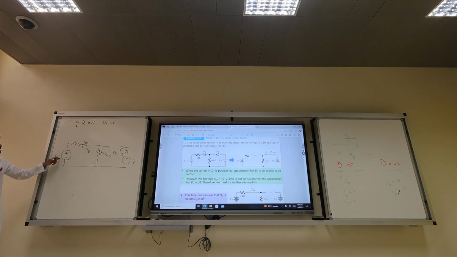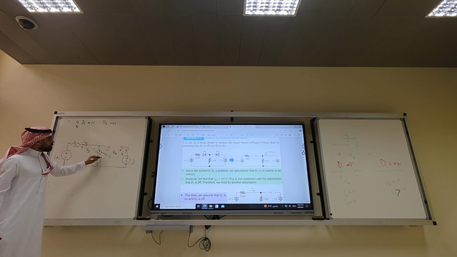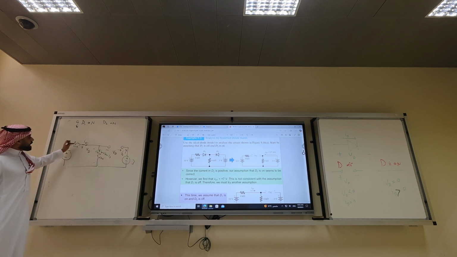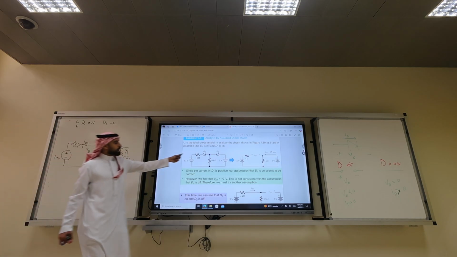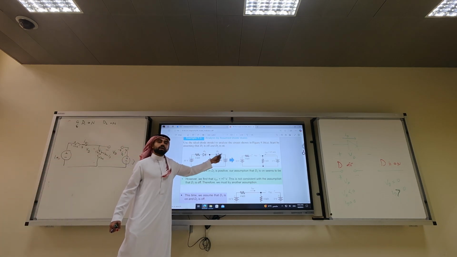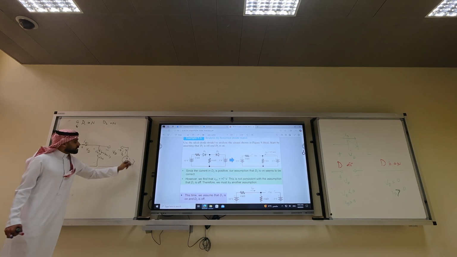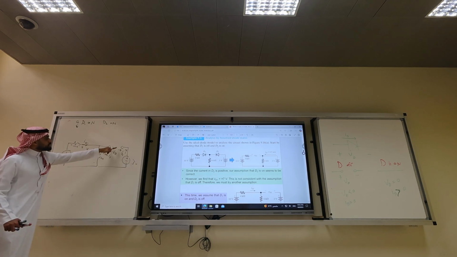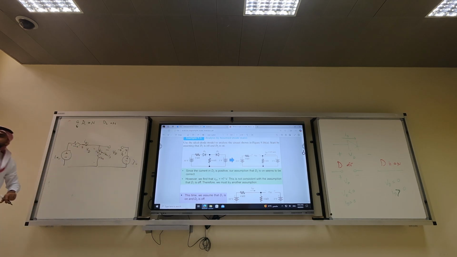We have 10 volts. We have the 4 kilo ohm. We have the 6 kilo ohm. We have ID1 goes from the anode to cathode. ID2 goes from anode to cathode. We have 3 volts here. We replace this with open circuit. This with what? Short circuit.